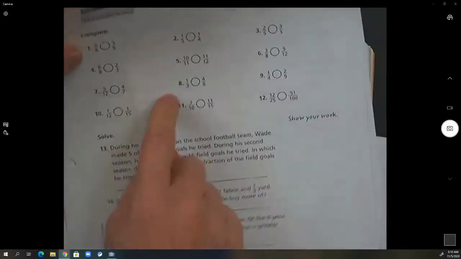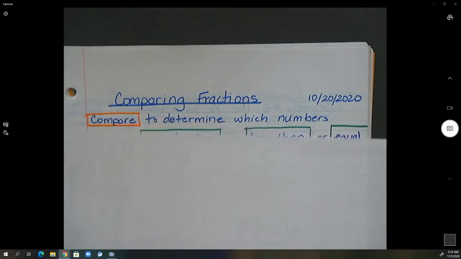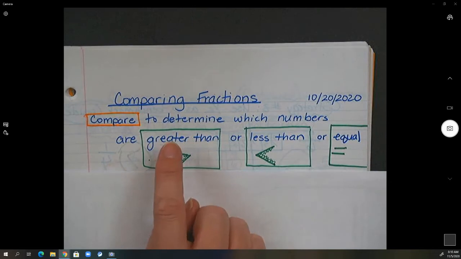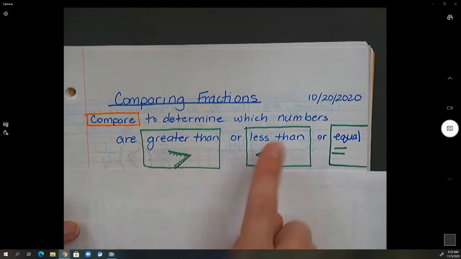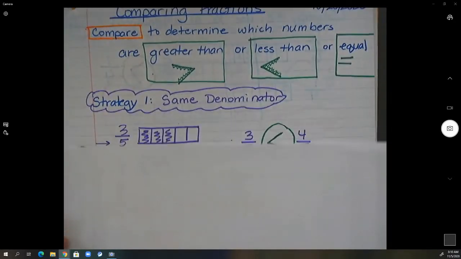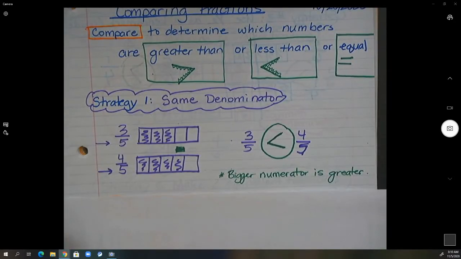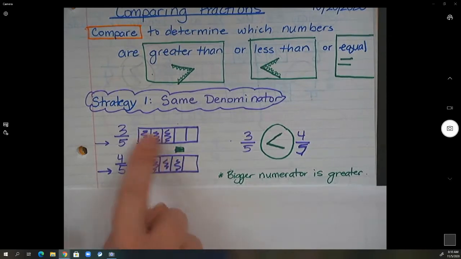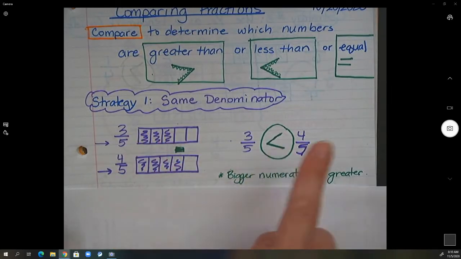Now, in order to do these problems, it's helpful to go back over and see what we need to remember for comparing. We know that comparing means to determine which numbers are greater than, less than, or equal to, okay? And we've gone through a whole bunch of strategies for how to compare fractions. The first one that we went through was one of the easier ways to compare, and that's to see, do they have the same denominator? If they have the same denominator, it's really quick and easy to see which one has more pieces. Because the pieces are the same size, this one has more, so it clearly is eaten by the alligator, right?